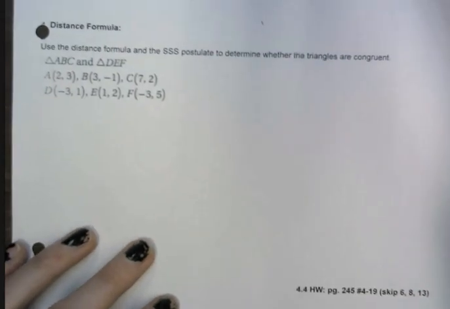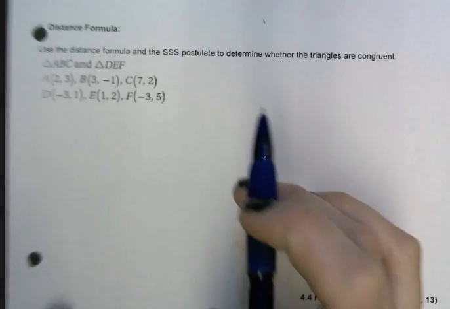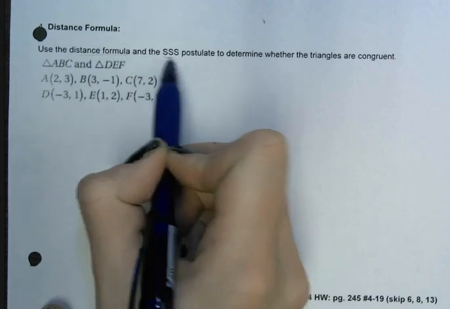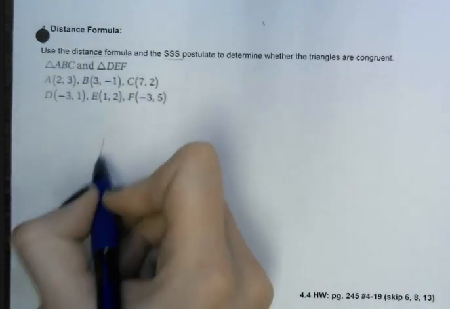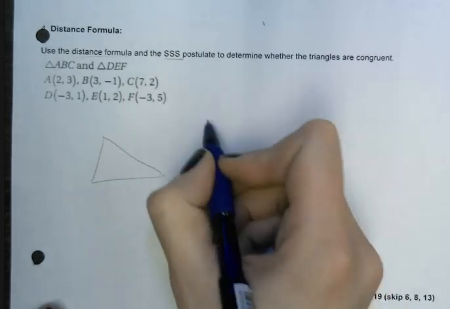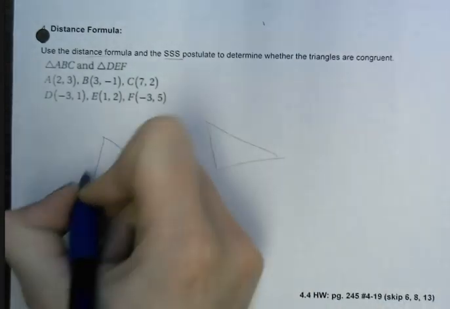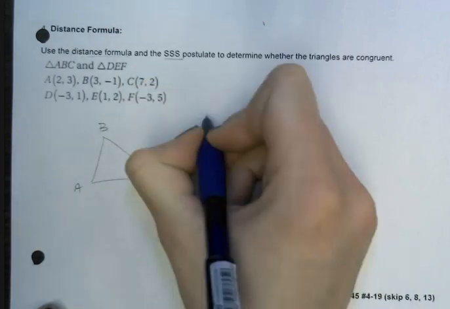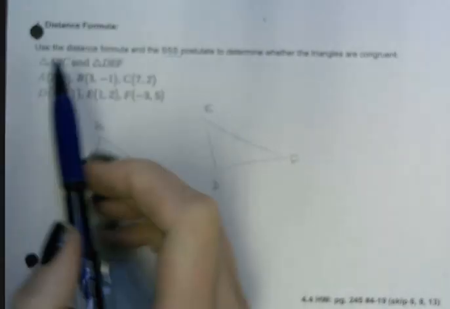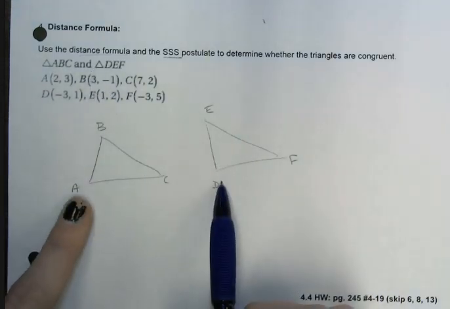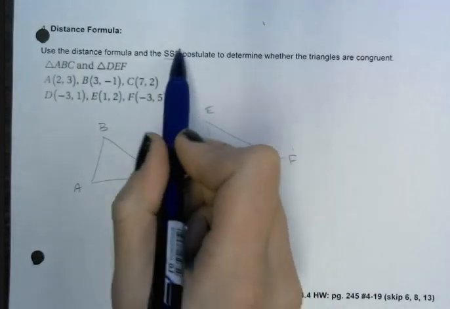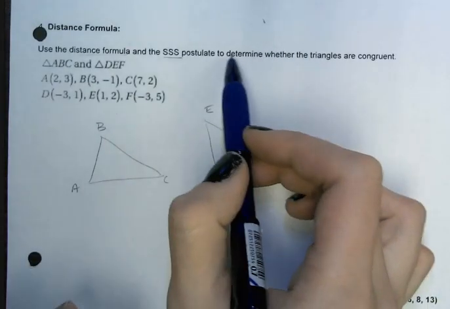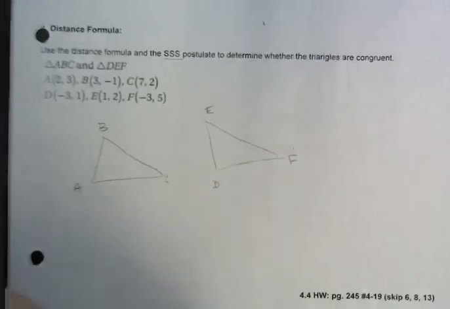All right, last one here, guys. I'm not going to complete this one in its entirety, but I will get you started. It says use the distance formula and side, side, side to determine whether the triangles are congruent. So I've got triangle ABC and DEF. From the order that they put them in, I know A and D correspond, B and E, C and F. So I want to show, using side, side, side, that these, well, they might not be congruent. They're telling me to decide whether or not they are.